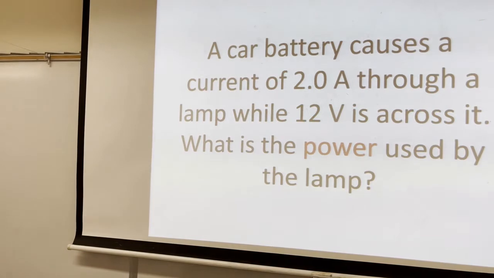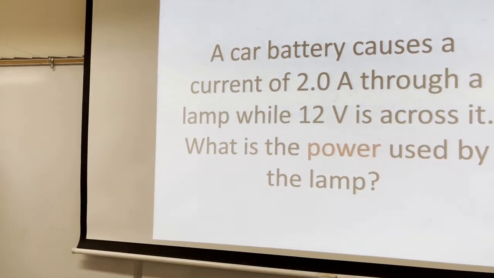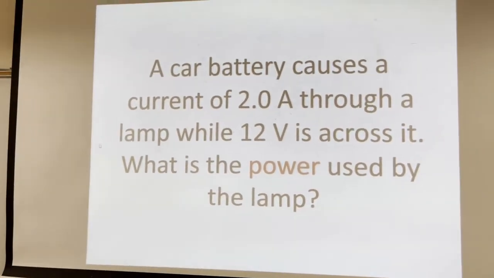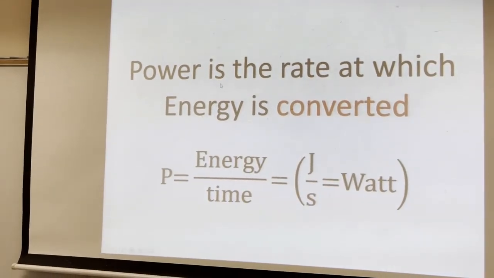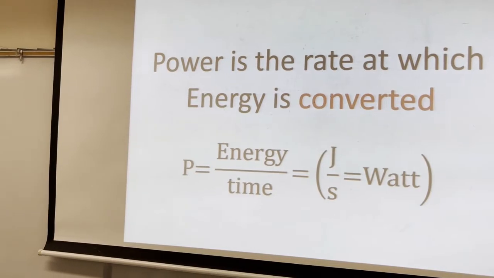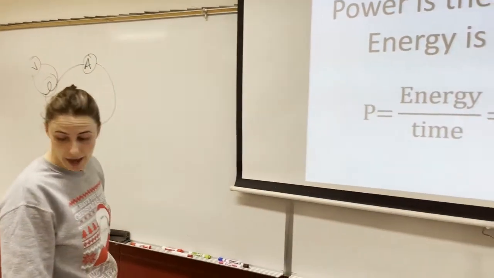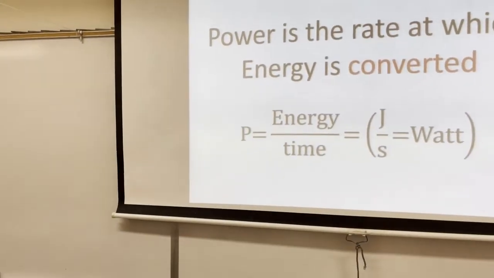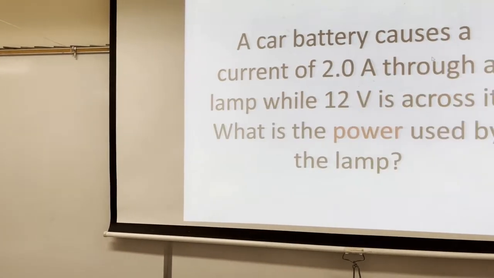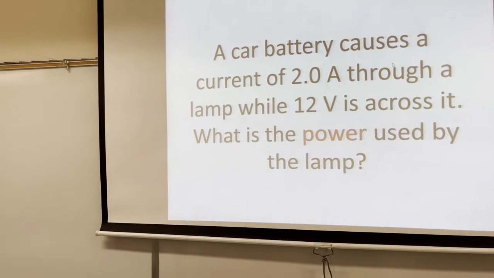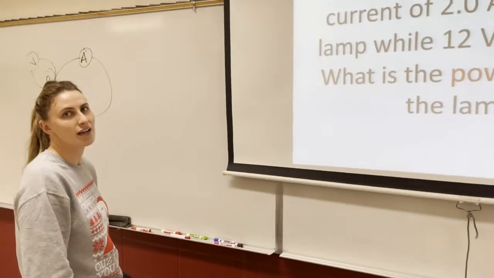What was that equation for power? Let's see. I think it's on the next slide. Ah, there it is. Okay. Power is the rate at which energy is converted, so it could be energy over time, for watts. So let's go back to this question over here. Oh, you know what? I think it's the wrong equation, right?